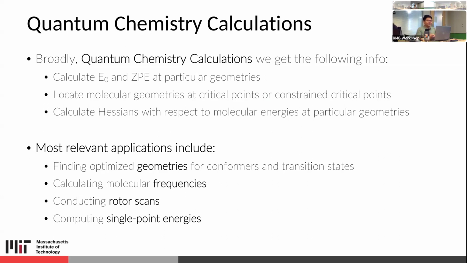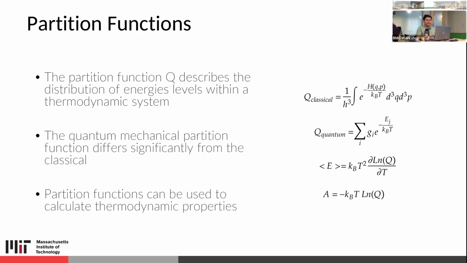Broadly, from quantum chemistry calculations, we can get electronic energies and zero-point energies. We can get molecular geometries at critical points or constrained critical points, and we can calculate Hessians. More specifically, in terms of applications, we'll use quantum chemistry to find optimized geometries, calculate frequencies, conduct rotor scans, and compute single point energies. And from those, get to relevant properties. And how exactly we do that is through partition functions.